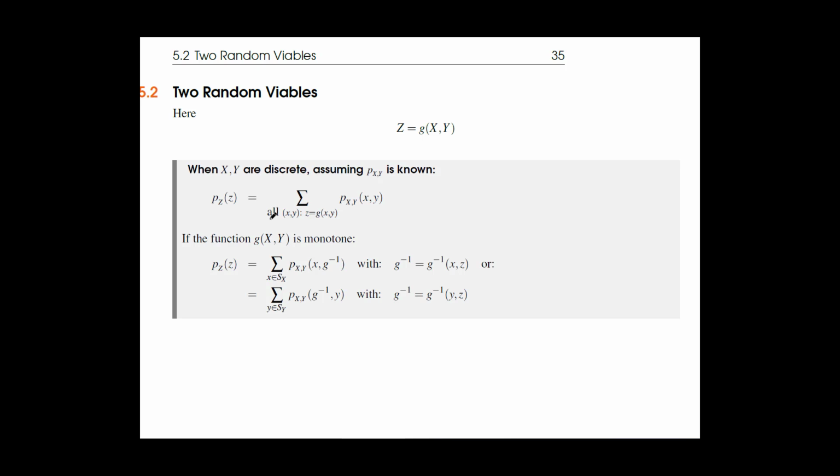All right, let's talk about two random variables now. This is going to go a bit quicker because it's a direct generalization of the one variable case. So here we have a function of two variables. Now the joint PDF of x and y should be known. In this case, it's the joint PMF that is known, right? And then there's a function g that relates z and the other two. So you want to know what is the PMF of z in this case.